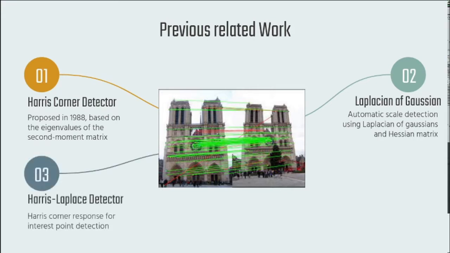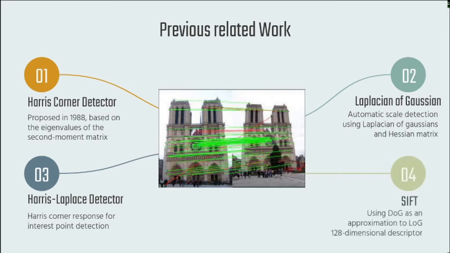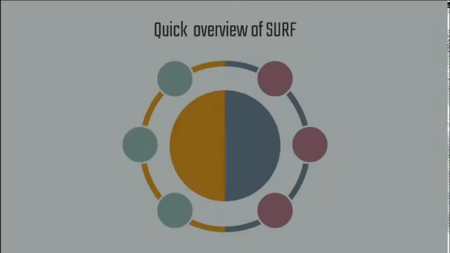Thirdly, the Harris-Laplacian detector. This is an upgraded version of Harris corner where it uses the Harris corner response for key point detection and the Laplacian for scale detection. And finally, SIFT. This is one of the most widely used techniques. It approximates the Laplacian of Gaussian as a difference of Gaussian, which reduces the computation cost drastically. But its only disadvantage is its 128-dimensional descriptor.